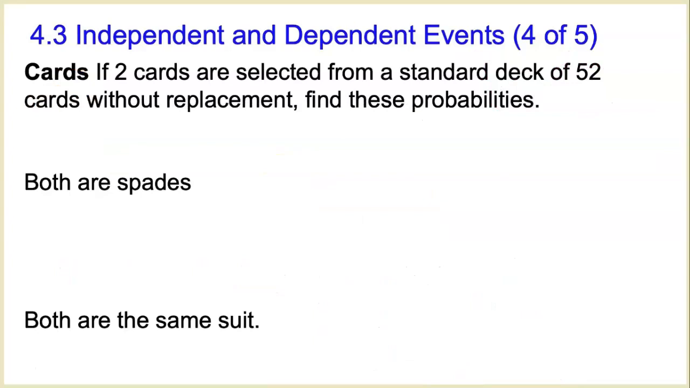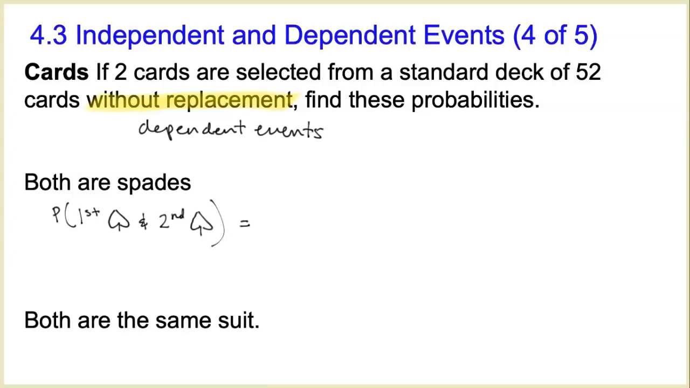So let's look at a card example. So far we looked at a card example in the first section, the second section, and now the third section. So here, 2 cards are selected from a deck of 52, without replacement, and we're going to find these probabilities. So first, both are spades, and then both are the same suit. So let's tackle both are spades. What does that even mean? For both of them to be spades, and since we know we're not replacing them, this is a dependent event or a dependent action. I want the probability that the first is a spade and the second is a spade.